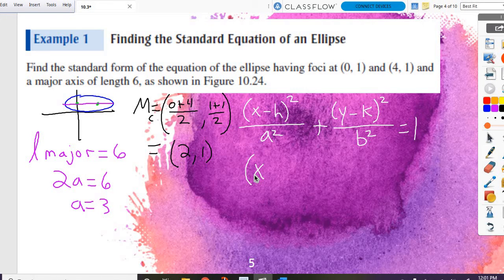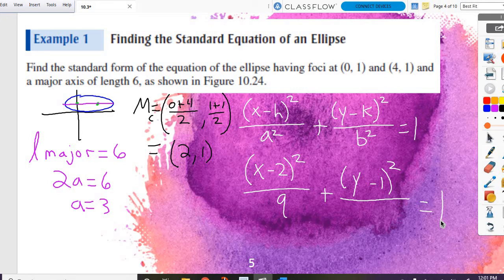What are the two variables that are represented by our center? H and K. So which one's H? 2. And we said that A is 3, so it's going to go on the bottom. 9. And our K value is going to be 1. So then what do we have left to find?